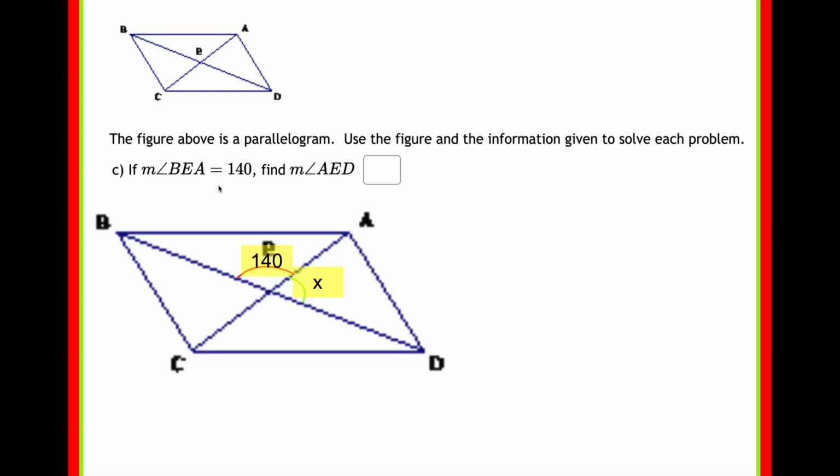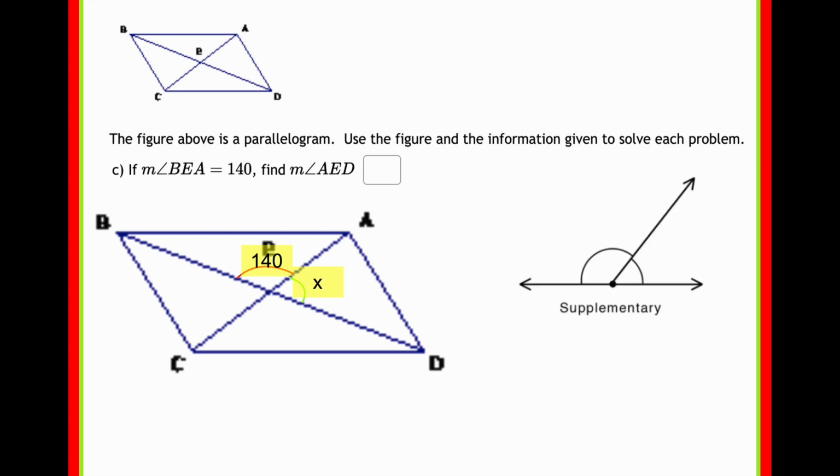Let's expand our picture here. We have BEA, which is on the left, 140 degrees. And on the right, we have angle AED, which I labeled with letter X. Okay, so let's review our properties to see which property will help us to solve this problem.